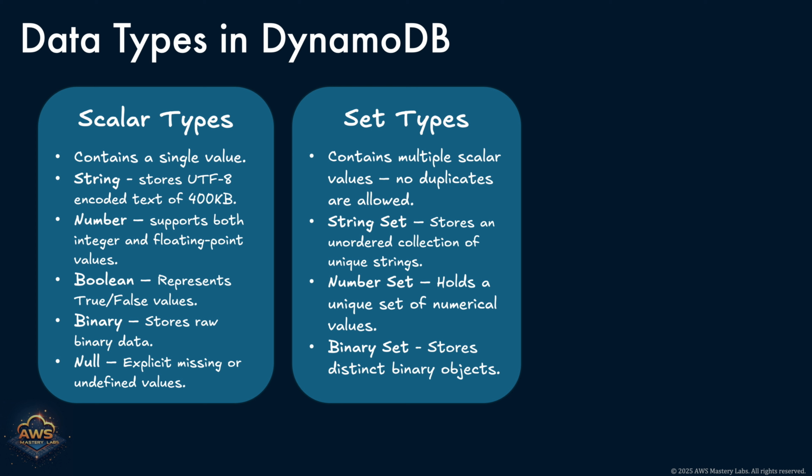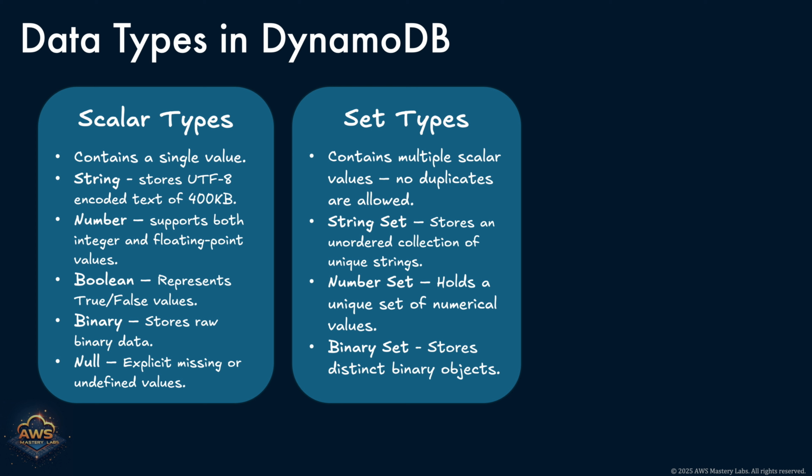Unlike lists, sets do not preserve order and do not allow duplicates, which makes them ideal for scenarios where uniqueness is essential. String set. This type stores an unordered collection of unique strings. It's commonly used for attributes such as tags, categories, or roles. Any scenario where a single item may be associated with multiple string identifiers that should not repeat.